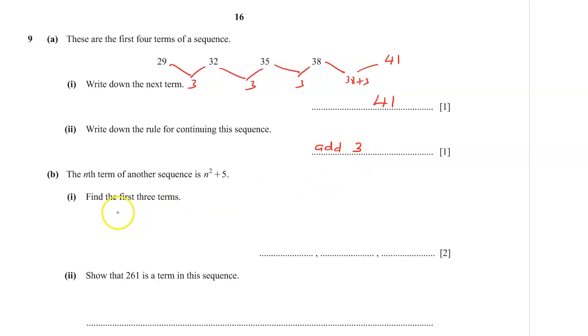to the previous term. The nth term of another sequence is n squared plus 5. Find the first 3 terms. So the first term is 1 squared plus 5, which is 6. 2 squared plus 5 is 4 plus 5, 9. 3 squared plus 5 is 9 plus 5, 14. So 6, 9, 14.